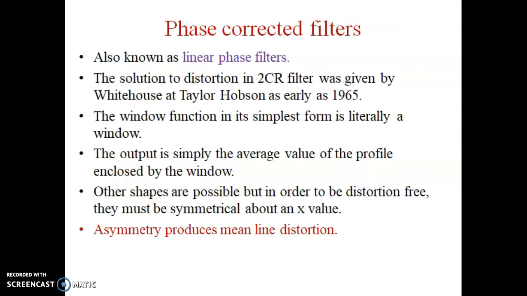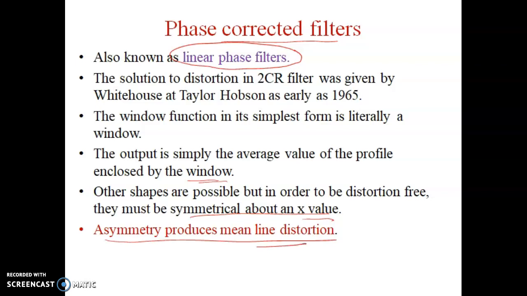So in order to correct the drawbacks of the 2CR filter, we are using phase corrected filters. These are otherwise known as linear phase filters. So in linear phase filters, the window function we are using is symmetrical about the x value, because asymmetry produces mean line distortion. So in order to remove that, we are using a window function symmetrical about the x value.